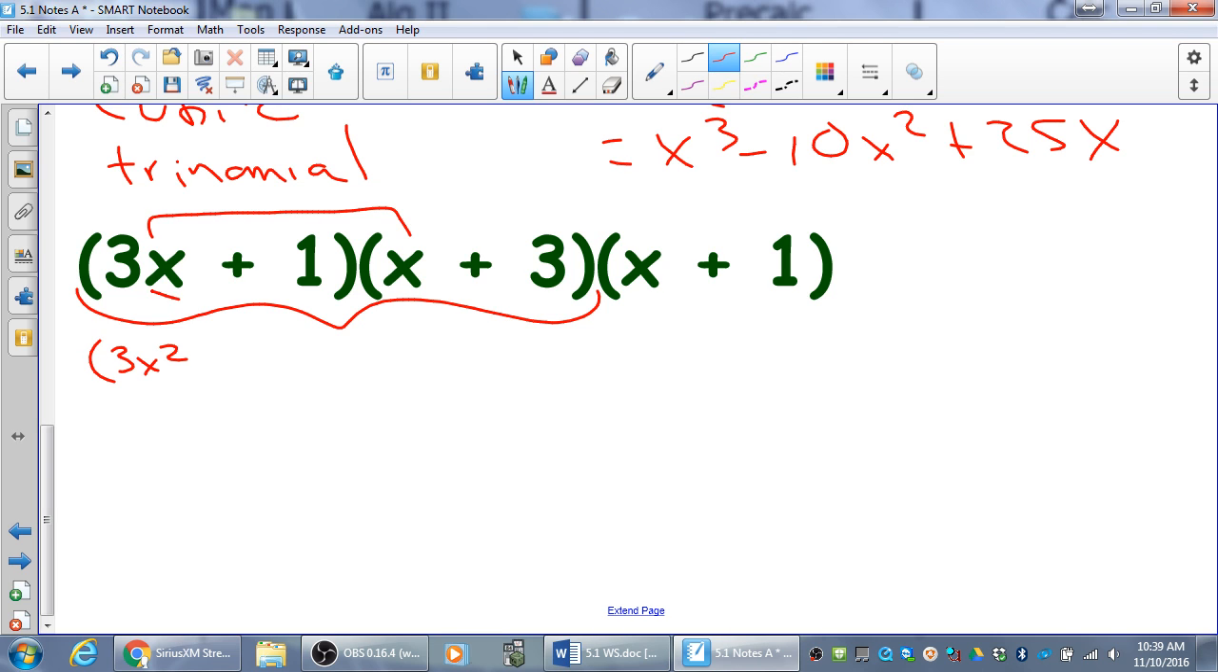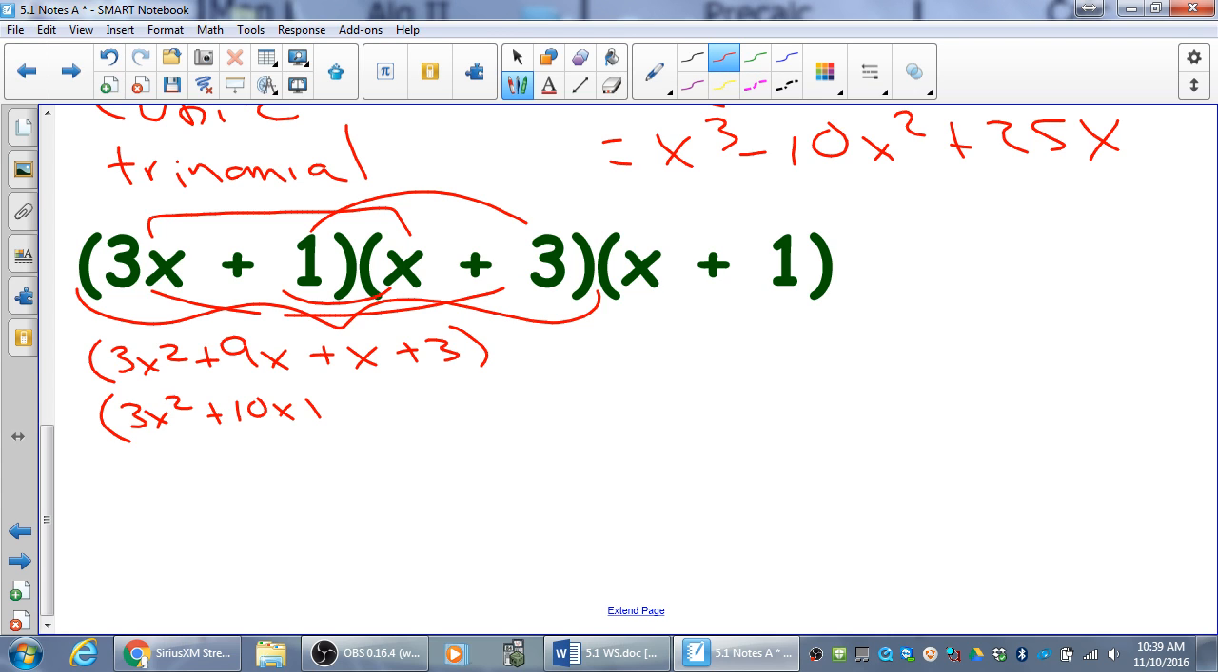3x squared. Outside, plus 3, oh, not 3. Slow down, Mr. Smith, slow down. Plus 9x. Inside, plus x. Last, plus 3. So this combines to 3x squared plus 10x plus 3. But we still have this x plus 1 to deal with. So we took the first two together and we multiplied and combined everything. This is all we can do with the first two.